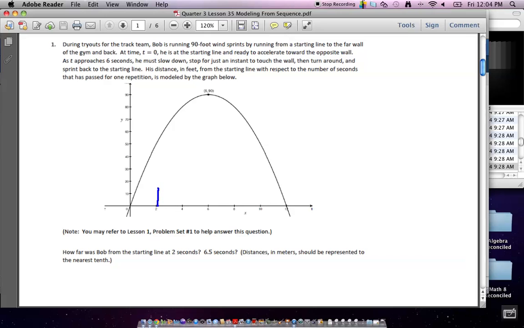Let's see. 2. Yeah, I'd say right around 50. But it says 90 feet. Well, 90 foot is the whole wind sprint. Yeah, but they're saying at 2 seconds, how far is he? Not from the far wall, right? Where the opposite wall. His starting line already. Slow down. Oh, it's down here. How far was he from the starting line? If it said how far is he from the finishing line, then it would be 40 feet.